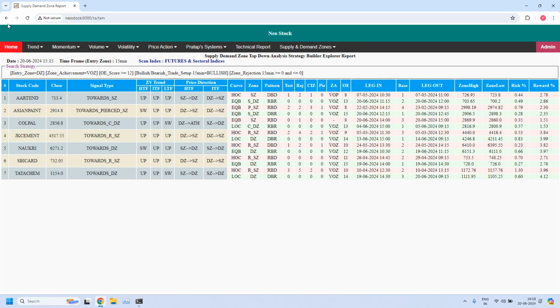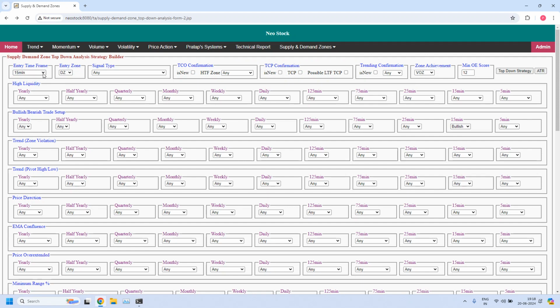Okay, now let's go back and generate bearish trade setup for daily income trade. That is, entry time frame is 15 minutes. Entry zone should be supply zone. And also in bullish or bearish trade setup, 15 minutes, I am changing the value to bearish. And the filters are same.